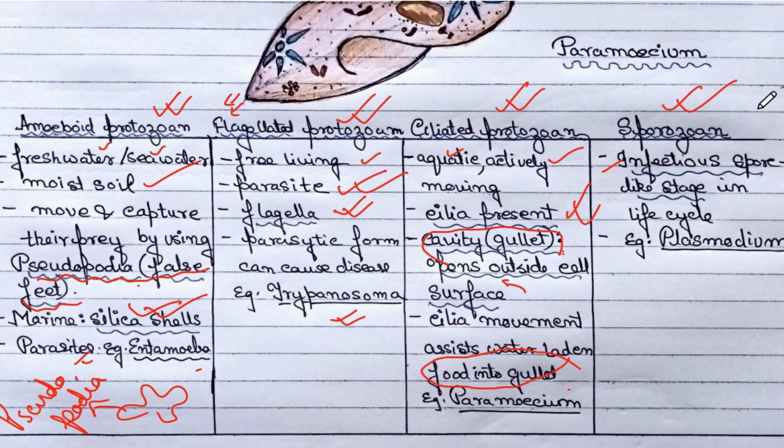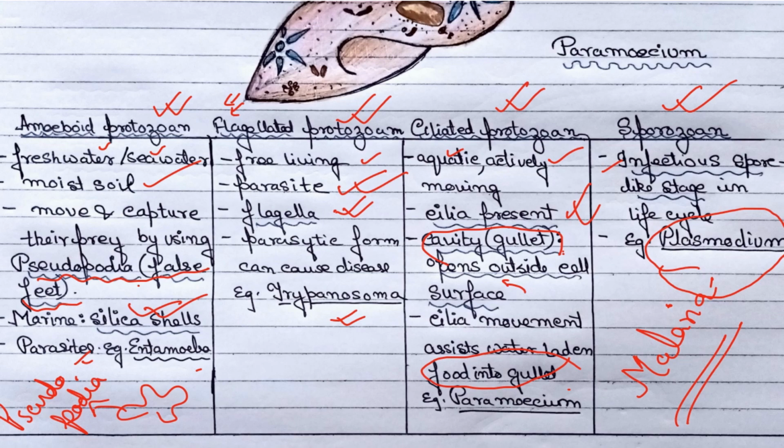Example is paramecium. And next division is sporozoa. Sporozoa, as I have already told, has an infectious spore-like stage in life cycle. And one very notorious one is Plasmodium, the protozoa which causes malaria. So these are the primary 4 different types of protozoa.